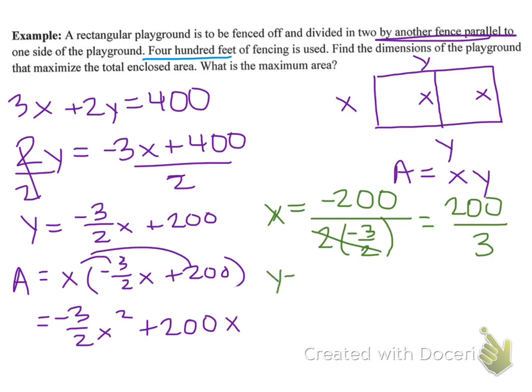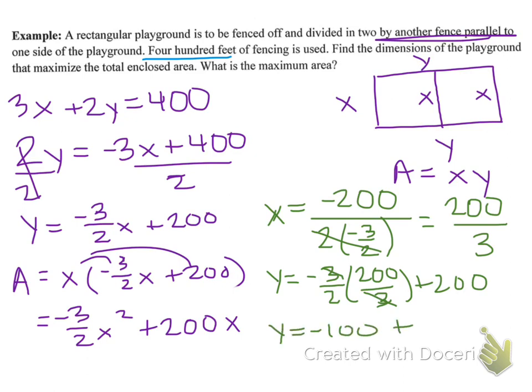So when I plug it into the equation, I have negative 3 over 2 times 200 over 3 plus 200. So the 3's are going to cancel. Negative 200 divided by 2 leaves me with negative 100 plus 200. So my Y value is equal to 100.